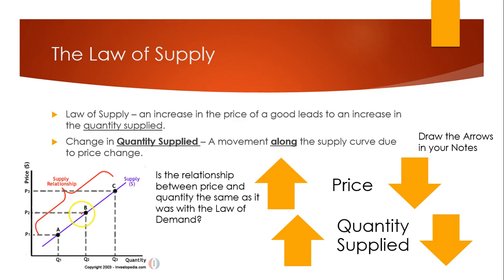If I'm looking at point B here, when price goes up, I move along the curve to point C. I can see that when my price went up, the quantity that I'm selling to the market goes up as well. And then we can look at it the opposite way. If you go the opposite way with those arrows, as you go from B to A, my price decreases, my quantity supplied to the market decreases. So keep that in mind.